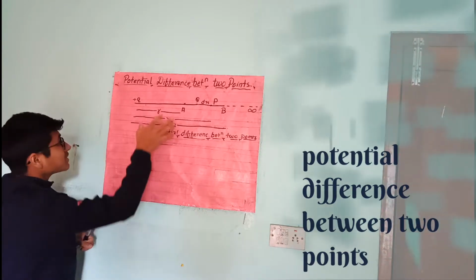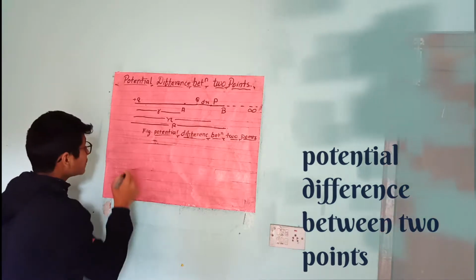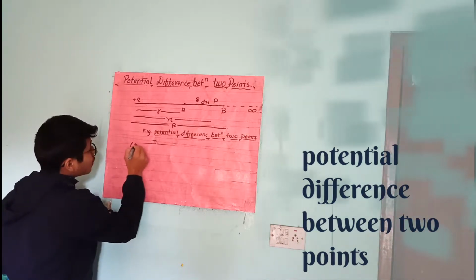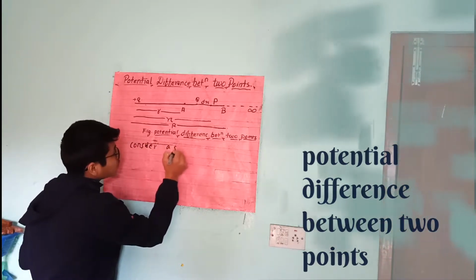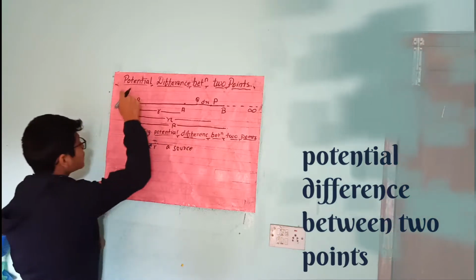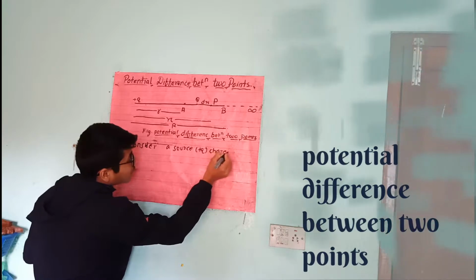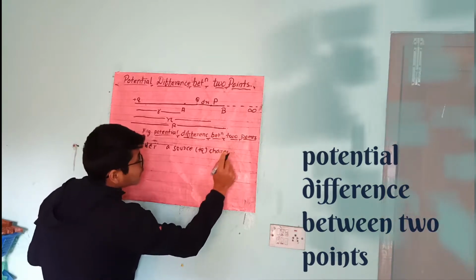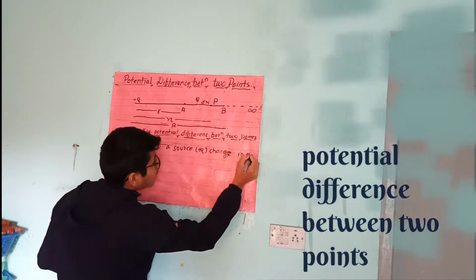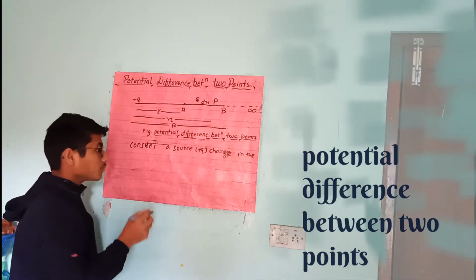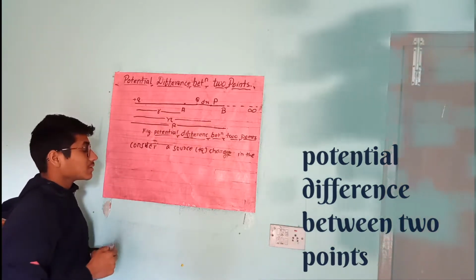So to prove this statement, we have to consider a source charge. Source charge means this is the source charge, which is generated by plus Q charge. Yes, we have to consider the source charge in this figure.